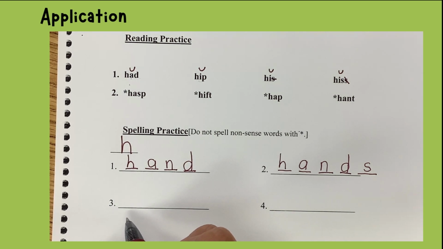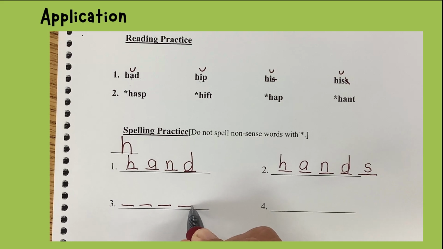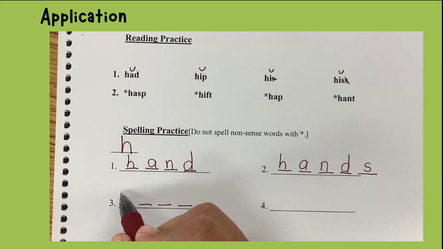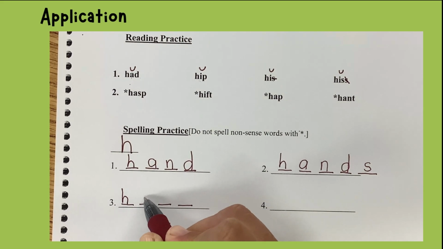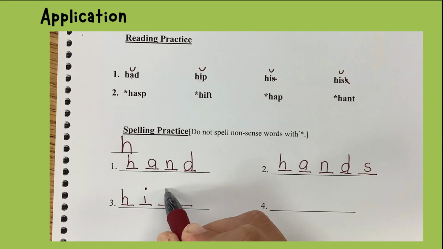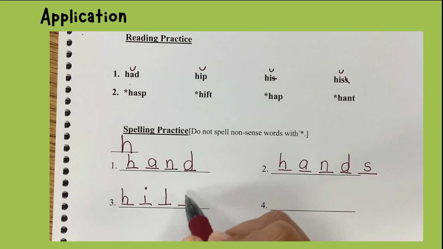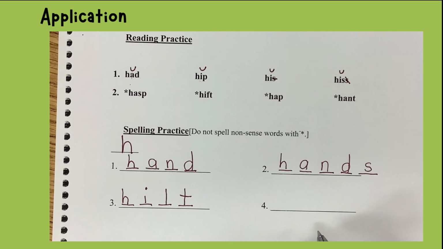Repeat it. Okay, let's say it slowly, making a line for each sound we hear. H, I, L, T. What's a H? H, I, L, L, T. Read that word. Hilt. Let's do our last one.